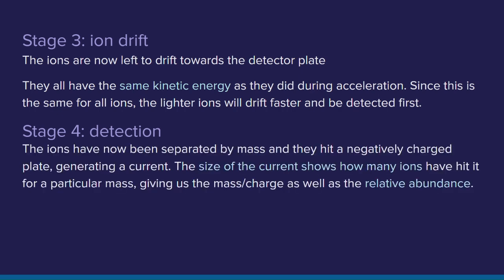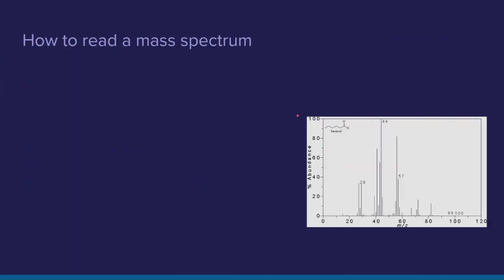And after that, you've got detection where the ions are separated into mass because of their speeds, and they hit a negatively charged plate, which generates a current, and then the size of the current is picked up by a little computer. It shows how many ions have hit it for a particular mass, giving us the mass to charge as well as the relative abundance from how many ions. And then they generate a mass spectrum, which is the graph over here.